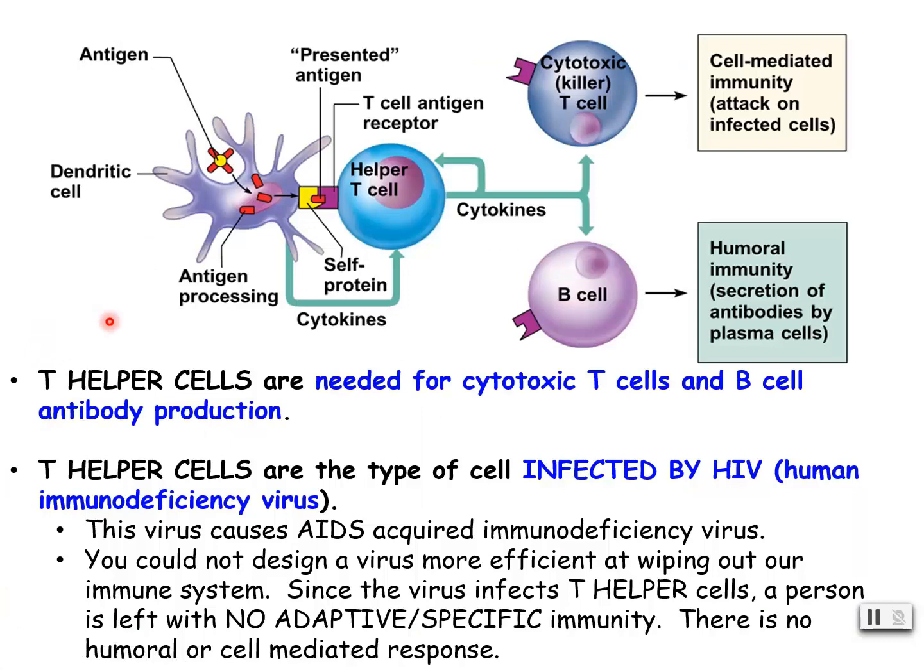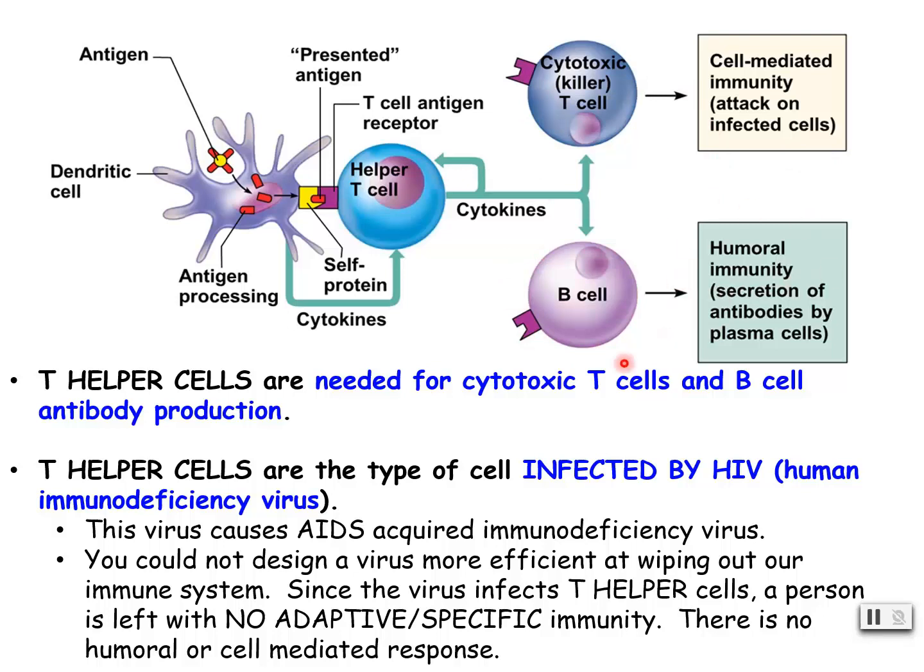This is showing you the T helper cell. It has to be presented with that antigen, but then it's going to make cytokines that stimulate itself too. A little self-stimulation there. But then it is also responsible for stimulating cytotoxic T cells, so you get that cell-mediated immunity attack on infected cells, and then also those B cells, you get that humoral response with antibodies.